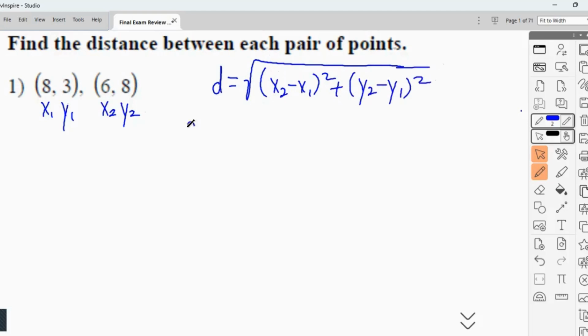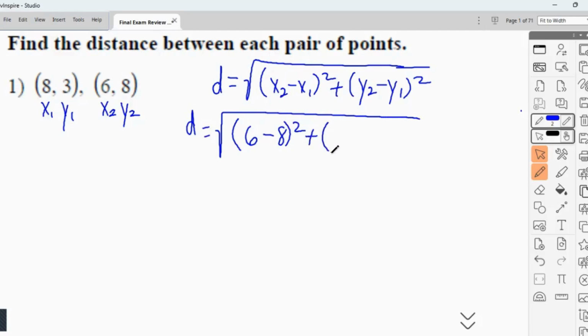Okay. What we want to do is we just want to line everything up properly. As we said earlier, this is similar to the Pythagorean theorem. So let's start looking at this thing. X2 is 6, x1 is 8. And let's see, y2 is 8. Y1 is 3. So I want to put that in here.